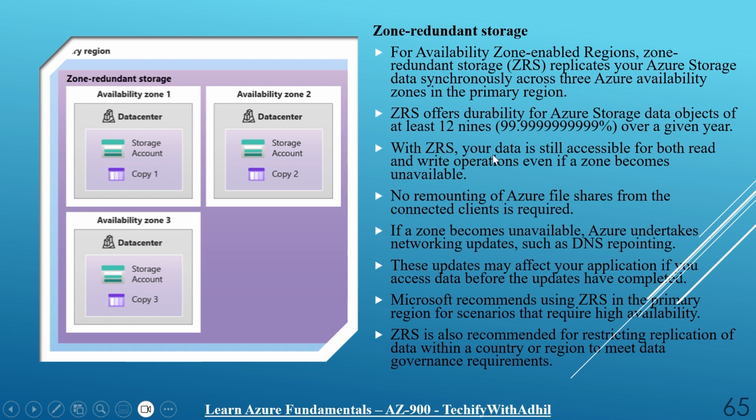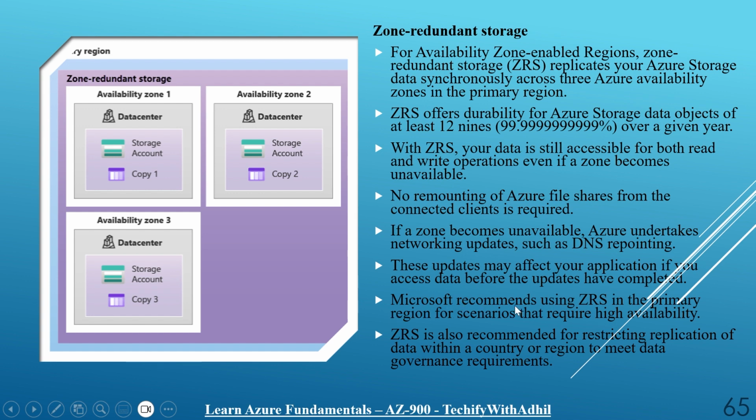With ZRS, your data is still accessible for both read and write operations even if a zone becomes unavailable. If availability zone 1 is unavailable, like the entire data center is down with some flood or some natural disaster, then you can still access your data, read and write, through the other availability zones, either zone 2 or zone 3. No remounting of Azure file shares from the connected clients is required. If a zone becomes unavailable, Azure undertakes networking updates such as DNS repointing. These updates may affect your application if you access data before the updates have completed.